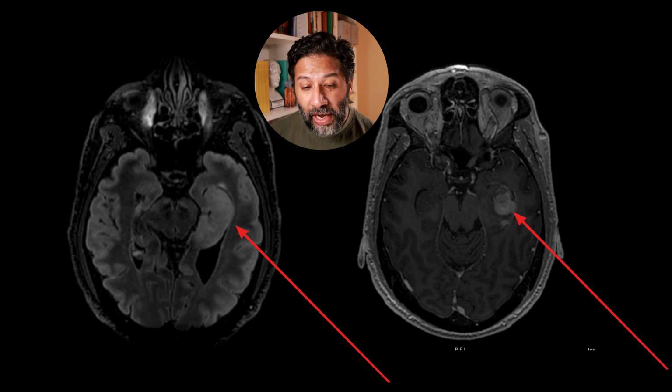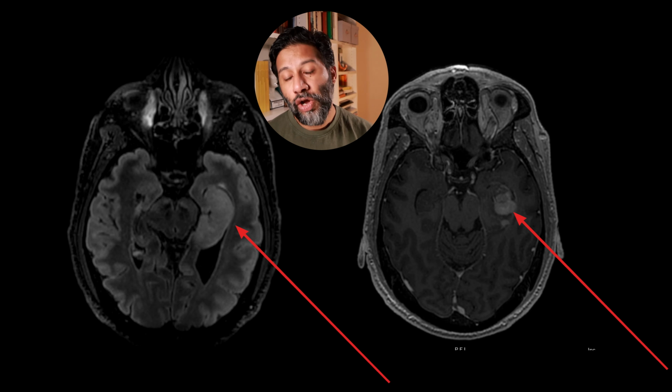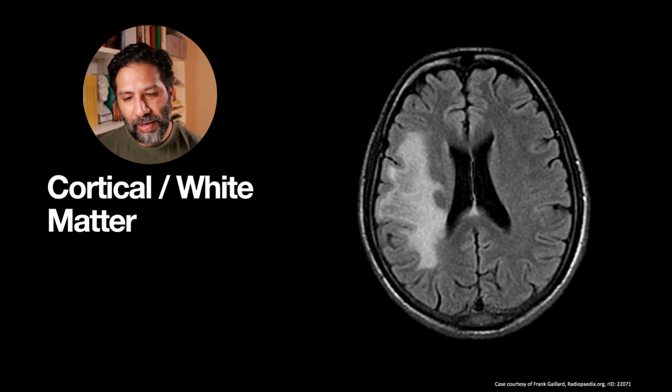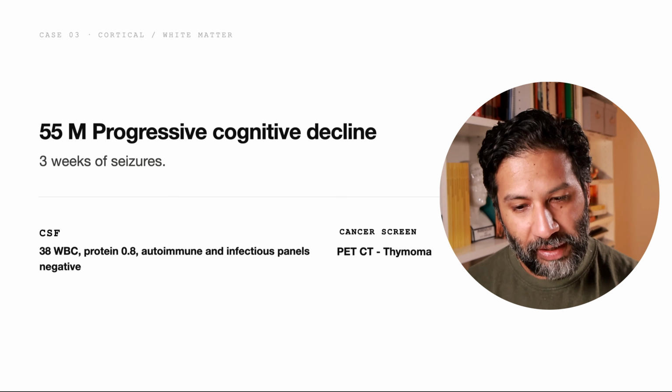I've seen about 4 cases now of patients who presented with quote-unquote query limbic encephalitis, and it's been some sort of malignancy, a primary central nervous system tumor, that has mimicked that presentation. So always think about your mimics. Let's think about cortical and white matter lesions as well.